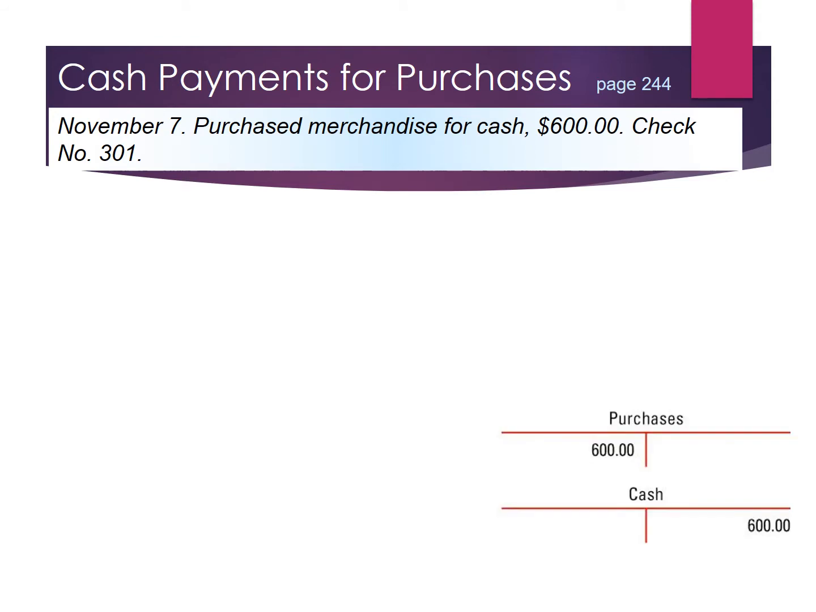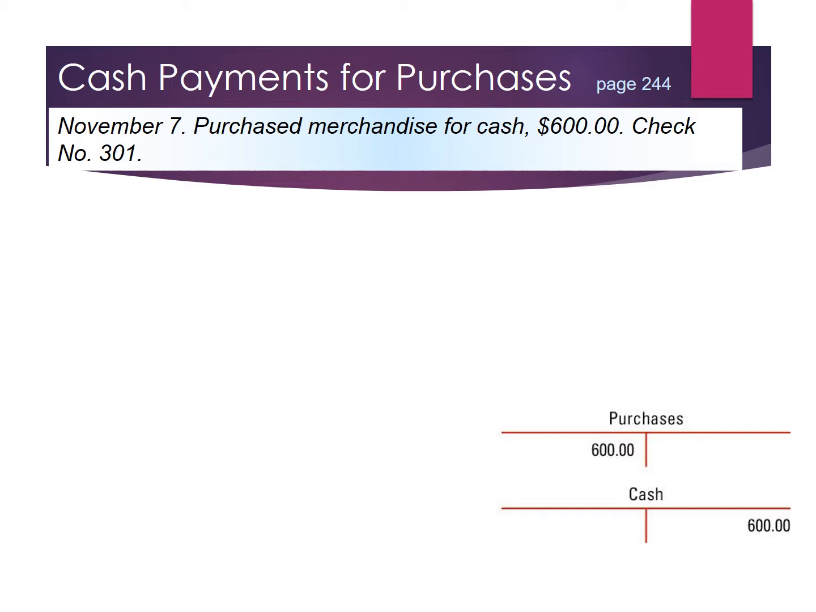November 7th, we purchased merchandise for cash, $600, check number 301. Looking at our T account, we know that whenever we purchase merchandise, we will now use our purchases account. Purchases is always debited, so purchases will be debited for $600, and since we wrote a check, we will credit cash. So let's look at our source document.